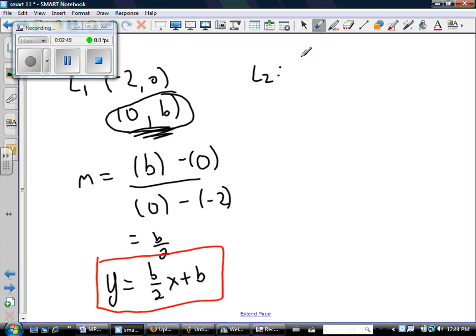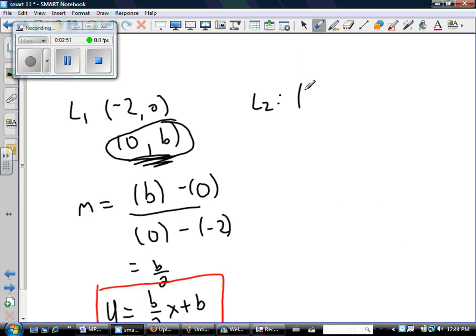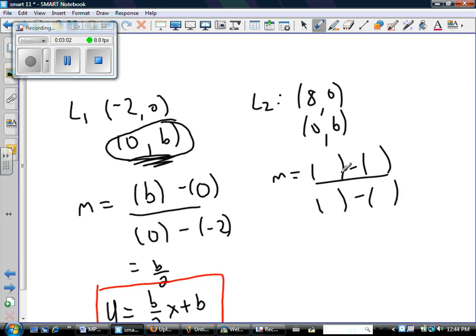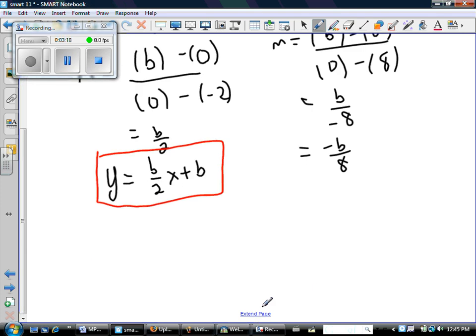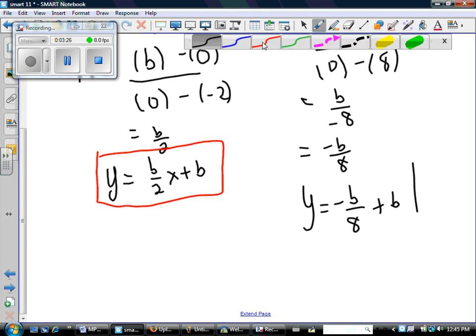This time we know that line 2 passes through the point (8, 0) and also through the point (0, B). So we can find the slope using the slope formula. So y2 minus y1 over x2 minus x1 gives us b over -8. You never leave a negative in the denominator, so it's -b over 8. And again, this point here is the y-intercept. So that means the equation is y equals -b over 8 x plus b. So there's the second line.